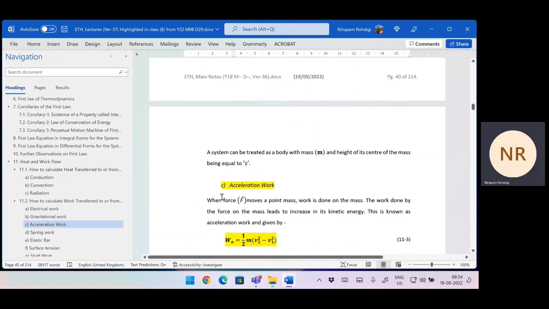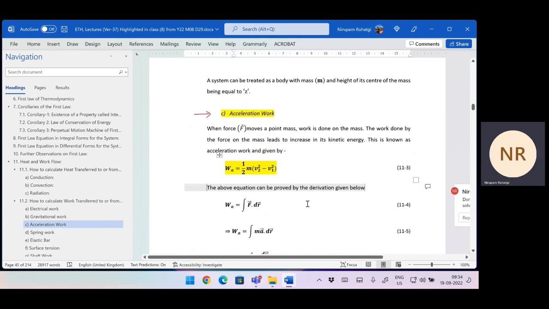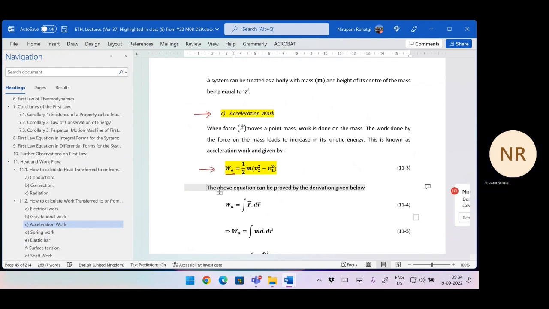Then we have acceleration work, force into displacement, and the final equation you get is acceleration work. This is also the same as the kinetic energy change, half m (v2 square minus v1 square). Okay. And how do you get it?